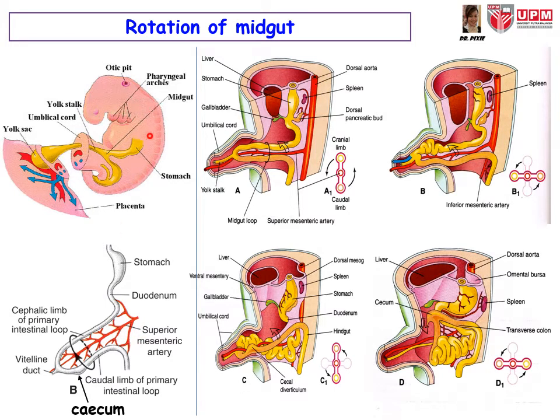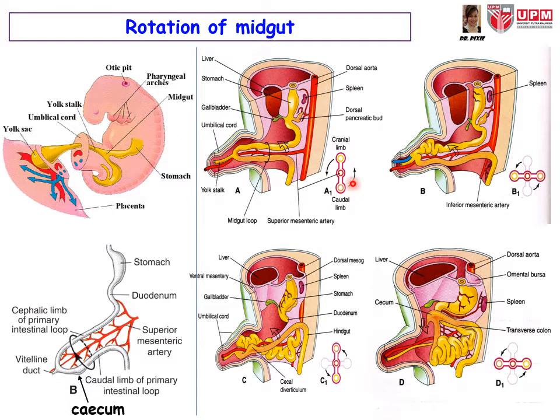This is showing the 5th week of the embryo with the stomach, midgut, and hindgut. The midgut is communicating with the yolk sac via the yolk stalk, or the vitelline duct. In this magnifying diagram, we can see the developing primary intestinal loop with its vitelline duct connecting to the yolk sac. The limb above the vitelline duct is called the cephalic limb or cranial limb. The limb below the vitelline duct is known as the caudal limb. And here's the developing diverticulum called the cecum.